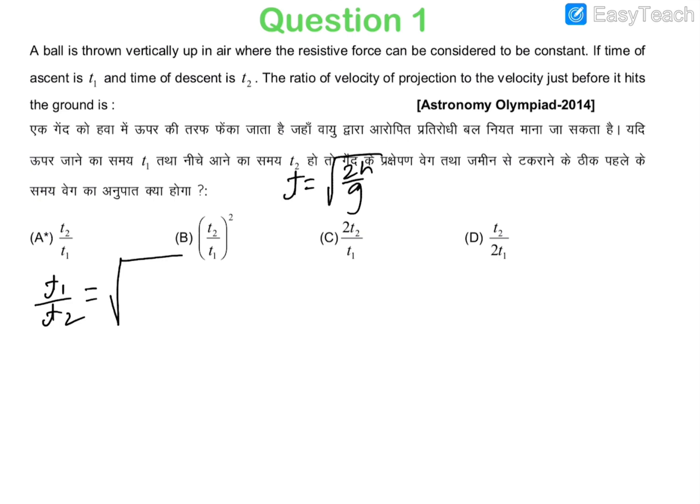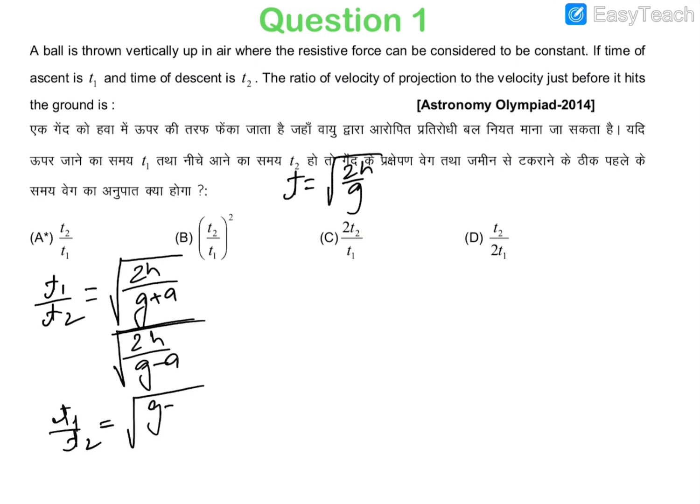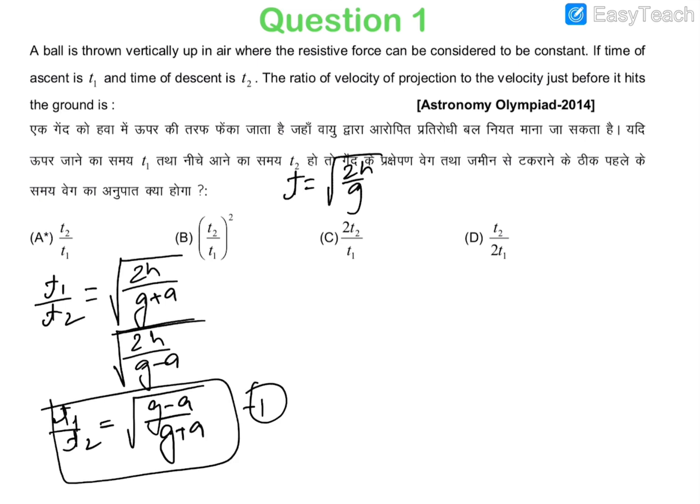So let us suppose that the air resistance has an acceleration a. Then t1 would be under root 2h by g plus a, and time of descent would be under root of 2h by g minus a. So this t1 by t2 will be equal to under root of g minus a upon g plus a. This is the first term.